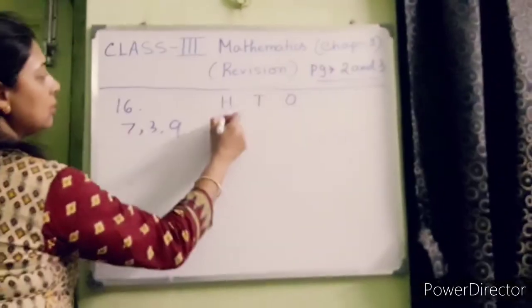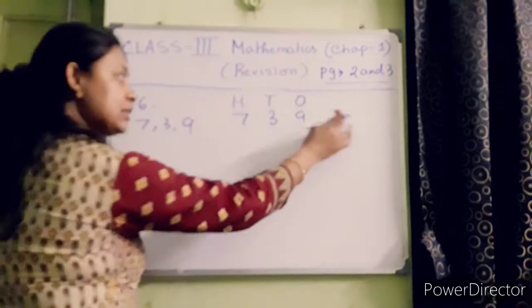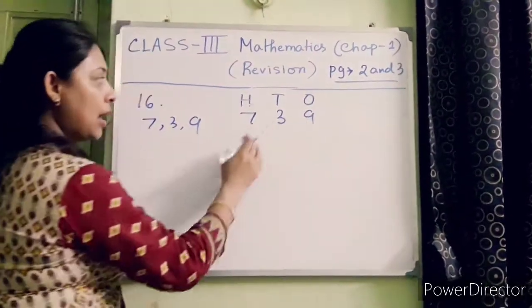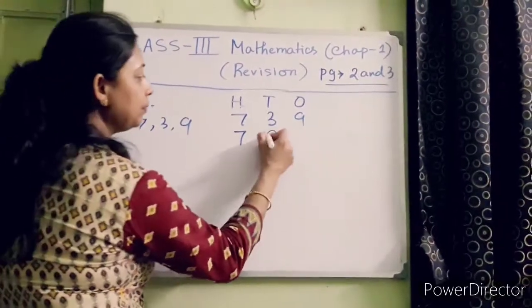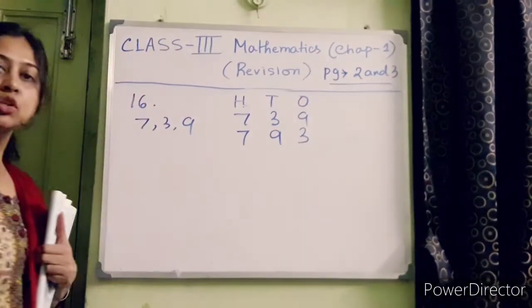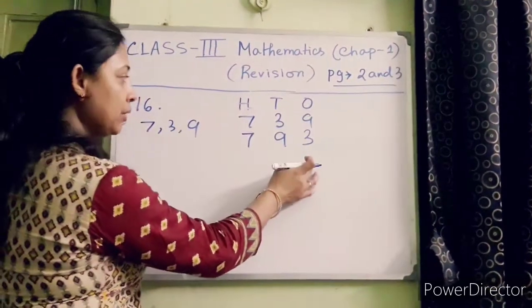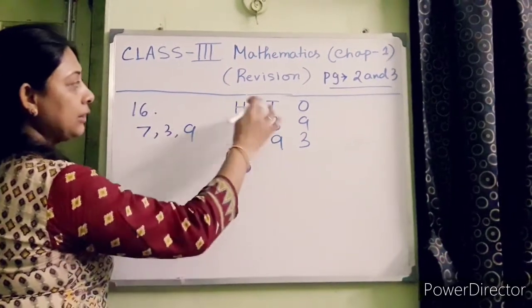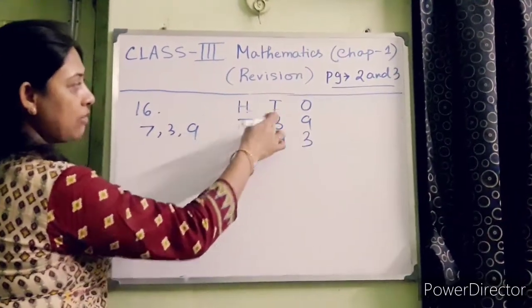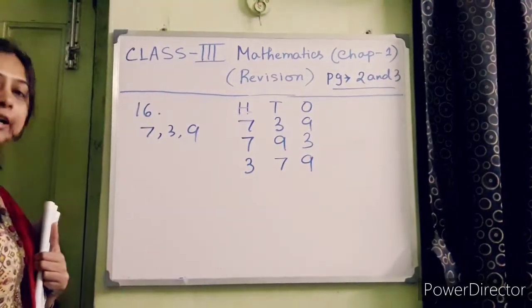Now put the digits one by one. 7, 3, 9. This one is the first number, 739. After that, interchange the places of 9 and 3, so you will get another number, 793. Now you put the 3 in the hundreds place, 7 in the tens place and 9 in the ones place. So another number is 379.